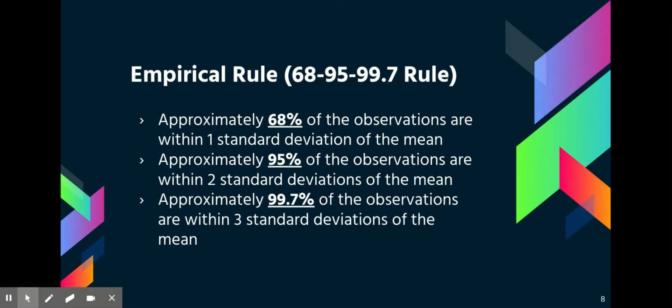First, approximately 68% of the observations are within one standard deviation of the mean. Second, approximately 95% of the observations are within two standard deviations of the mean. And third, approximately 99.7% of the observations are within three standard deviations of the mean.